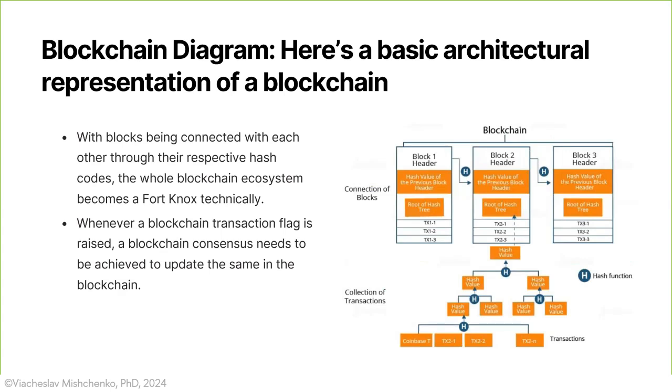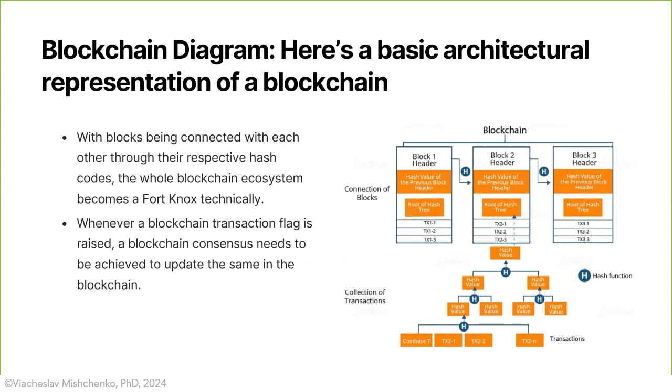Now, let me show you a more detailed architectural view of how blockchain works. You can see the diagram on the right of the slide, and this diagram really illustrates both the connection of blocks and how transactions are collected within each block. As you can see at the top, we have what we call the connection of blocks, because each block contains a header with three key elements: the hash value of the previous block's header, a root of the hash tree, and a list of transactions.